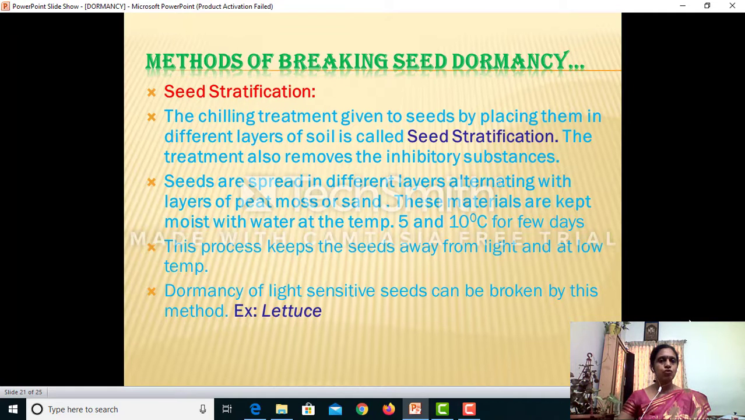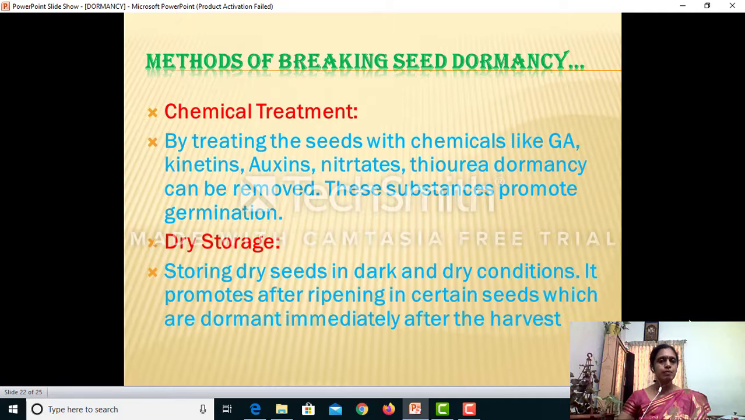Example is lettuce. Next is chemical treatment. By treating the seeds with chemicals like gibberellic acid, kinetins, auxins, which are all plant hormones, then nitrates, thiourea, dormancy can be removed. These substances promote germination.